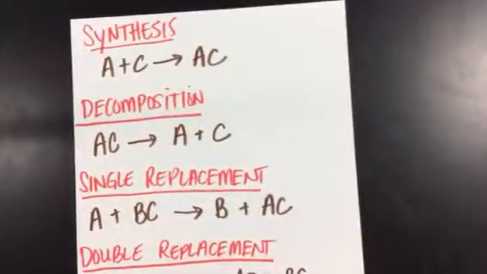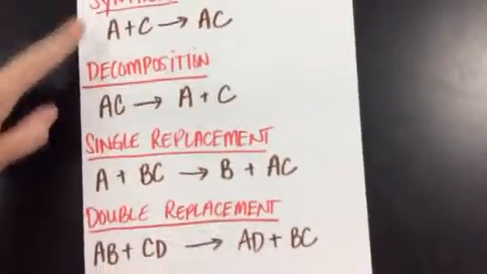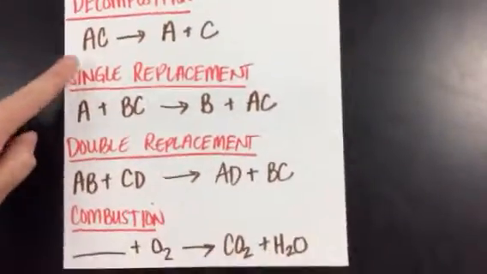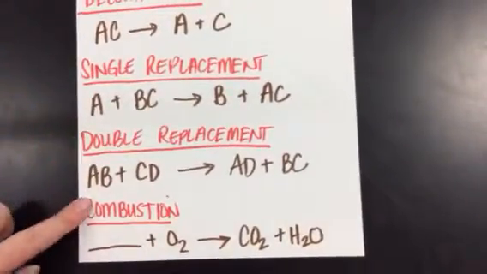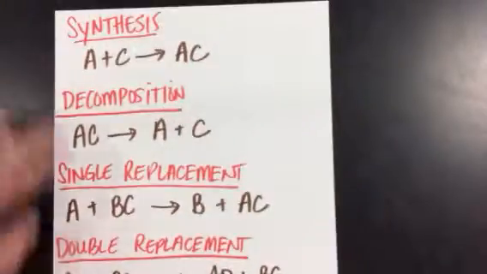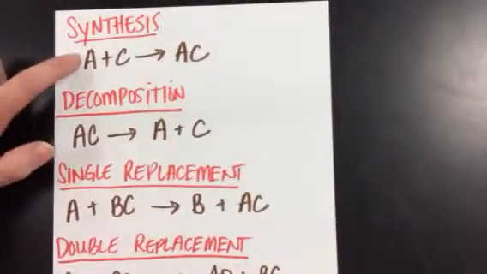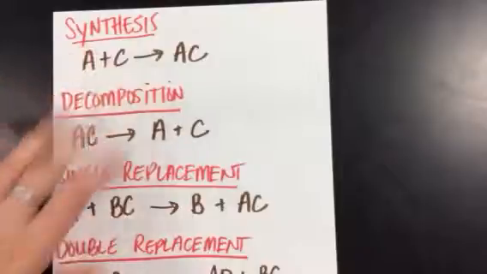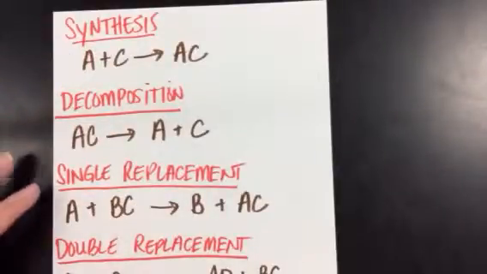Today I'm going to talk about different types of chemical reactions. There are 5 different types of chemical reactions that we talk about in pre-AP chemistry and regular chemistry for that matter: synthesis, decomposition, single replacement, double replacement, and combustion. Up on the screen right now, I have some general overviews of what the different types of reactions look like.